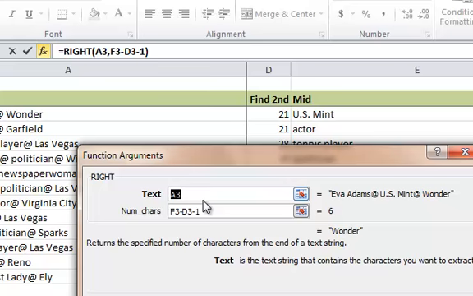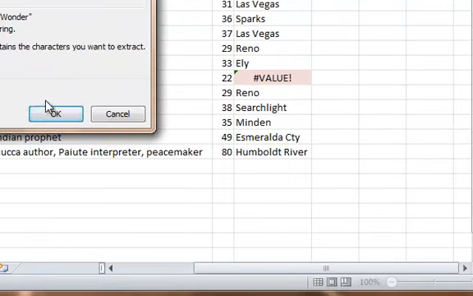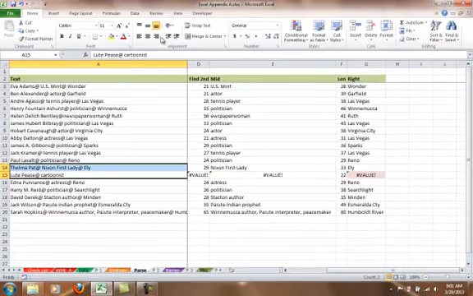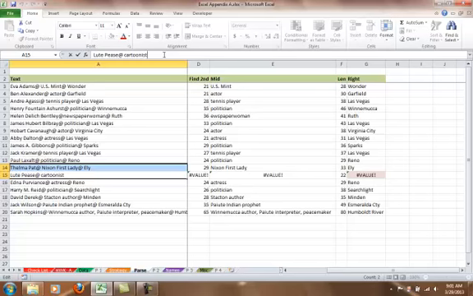From the text in A3, take a certain number of characters from the right-hand side. Well, it would be F3, which is the total number of characters, minus D3, which is where that last at symbol is, the one on the far right, minus one more because there's a space in there that I don't want. And so I'm taking, in this case, 6 characters from the right-hand side. And we did that. And now the reason why this one's messed up down here is I forgot to bring the at symbol over.